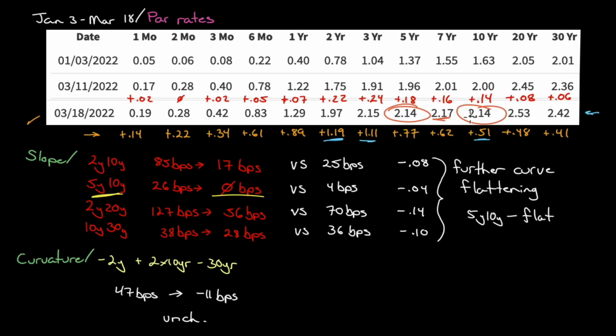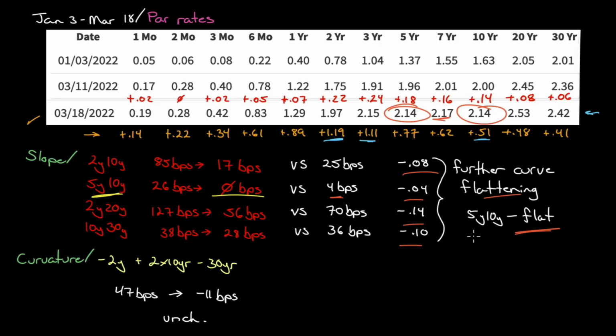I believe at one point during the trading, it did turn negative, but finished the week flat versus 4 basis points the week before. All segments of the curve, whether you measure it from the 2 to the 10, the 2 to the 20, the 5 to the 10, or the 10 to the 30, all segments flattened altogether, and you have a completely flat segment at the 5 to 10.